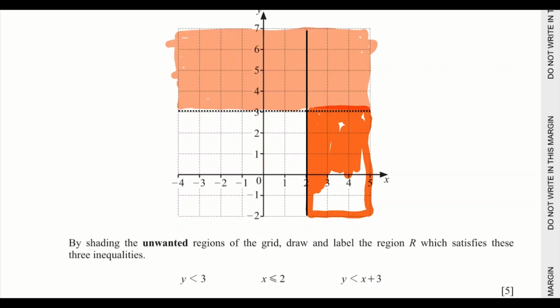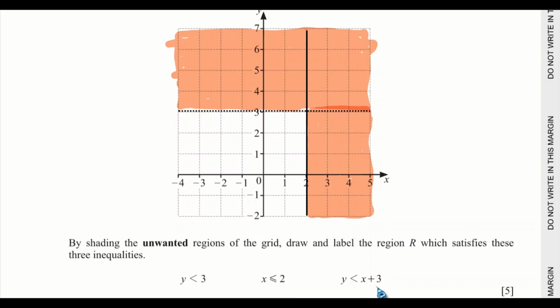So this will be the unwanted area. Let's try and shade it on time. Okay, so I think this is cool. So that is the unwanted area for x less than or equals to 2.